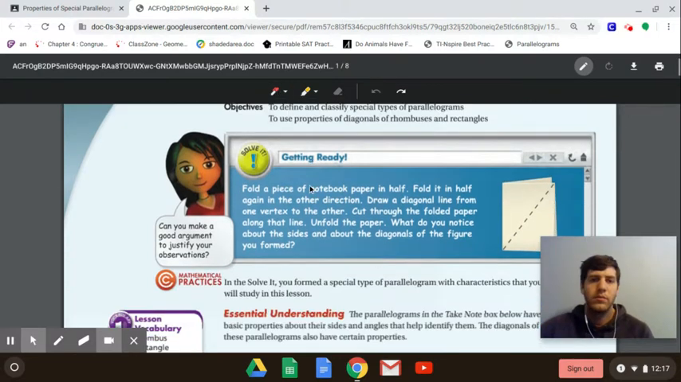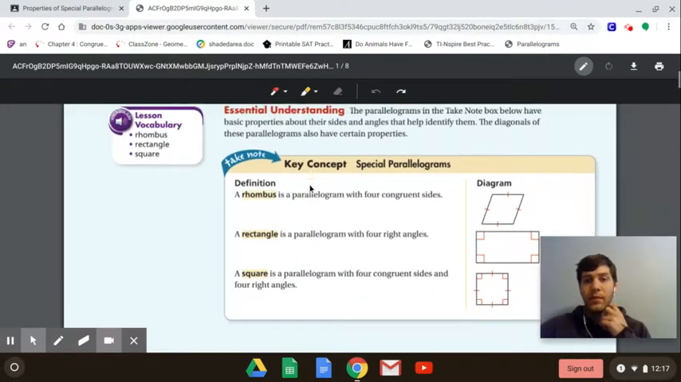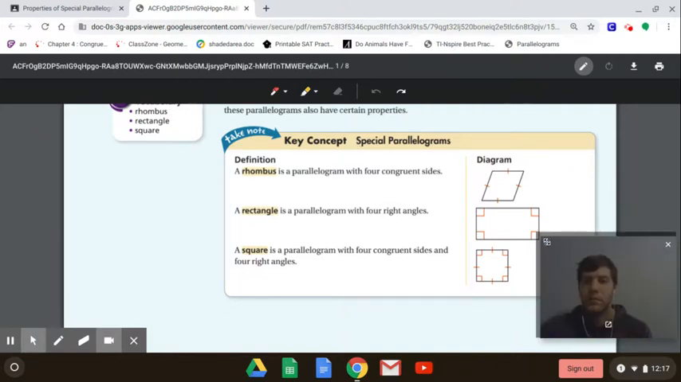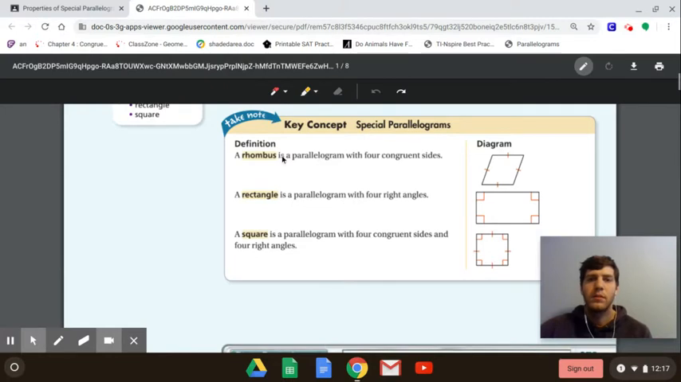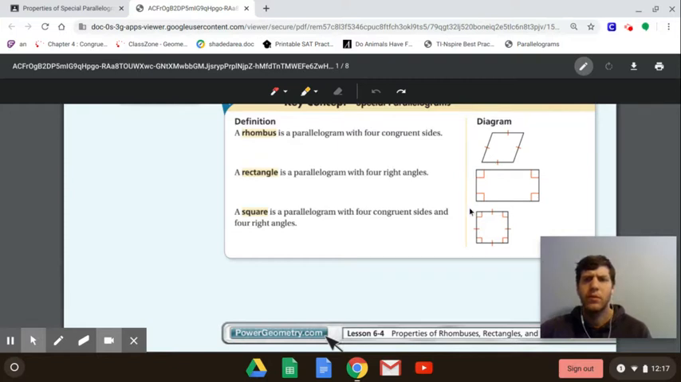Okay, so if we go down to our definitions here, a rhombus is defined as a parallelogram with four congruent sides, so all four sides are the same length. A rectangle is a parallelogram with four congruent angles, or four right angles. So 90, 90, 90, and 90. And then a square is defined as having both four congruent sides and four congruent angles. So it's got the four congruent sides and the four right angles.